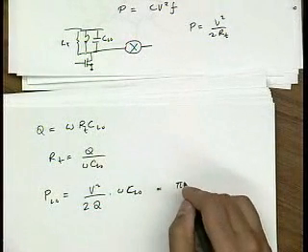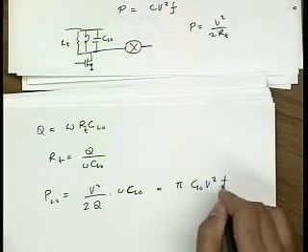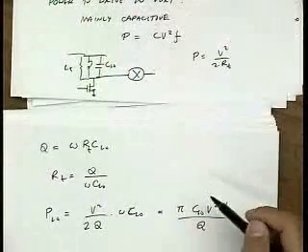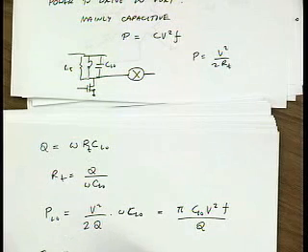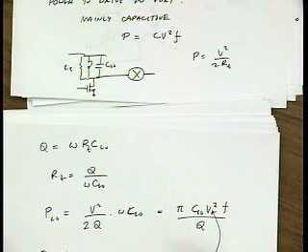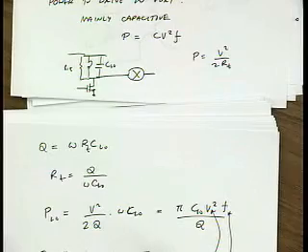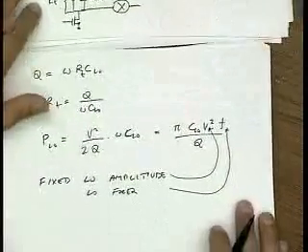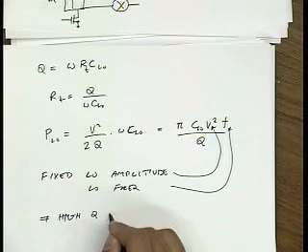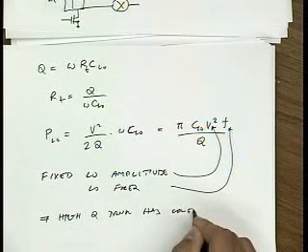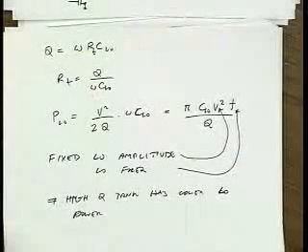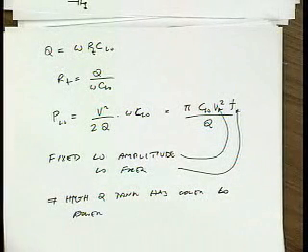In other words, it's pi C_LO V squared f divided by Q. Okay? So if I compare these two expressions, you can see that for a fixed LO drive and also a fixed LO frequency, driving it with a sinusoid can actually reduce the power if I can get the quality factor high enough. So a high Q tank has lower LO power. Okay? And the more capacitance I have on the LO port, the more power it's going to take to drive it, naturally.